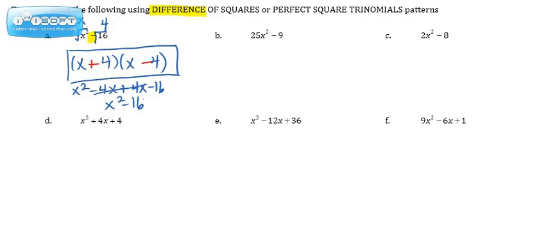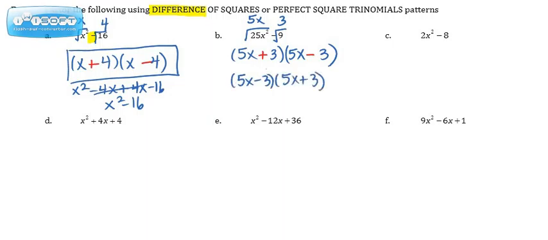So for letter B, I notice that I have no middle terms, so I'm going to see if I can get perfect squares. So square root of 25x squared is 5x. Square root of 9 is 3. So this is going to factor to 5x and 3, 5x and 3. Again, remember these are conjugates of each other, so we're going to have a plus and a minus. And remember, the order doesn't matter. I could also write 5x minus 3 times 5x plus 3, and either one would be the correct answer.